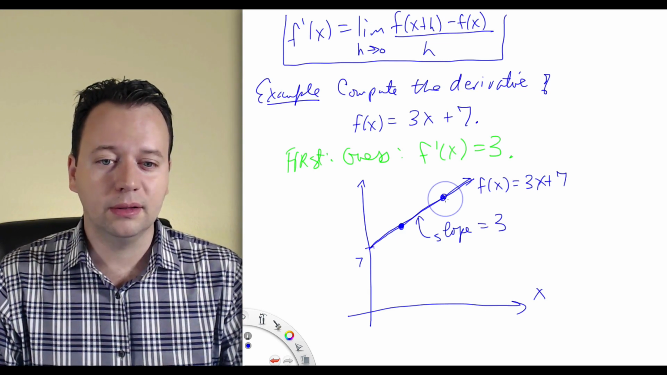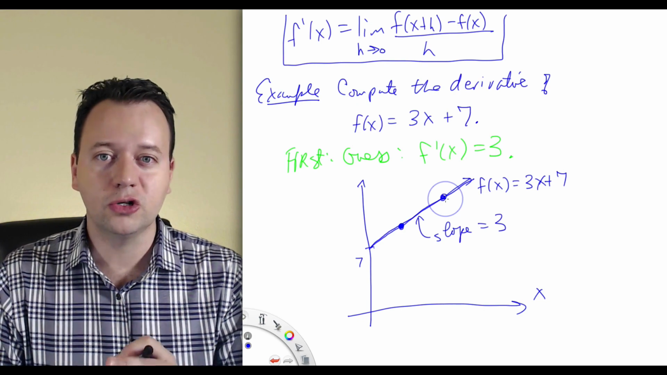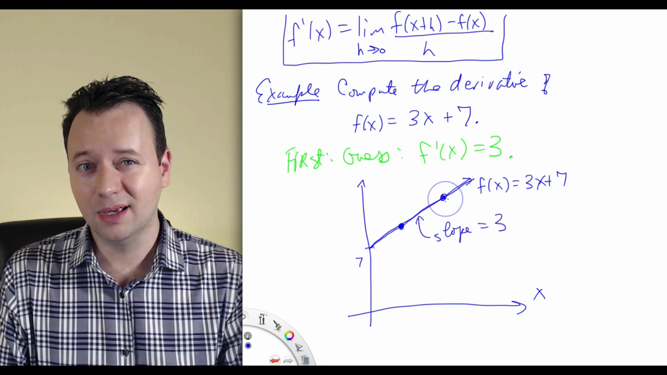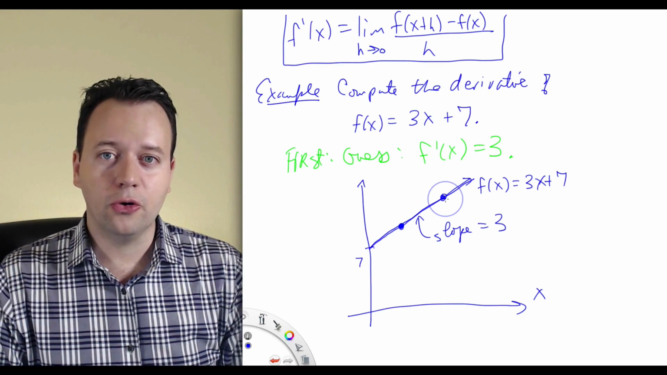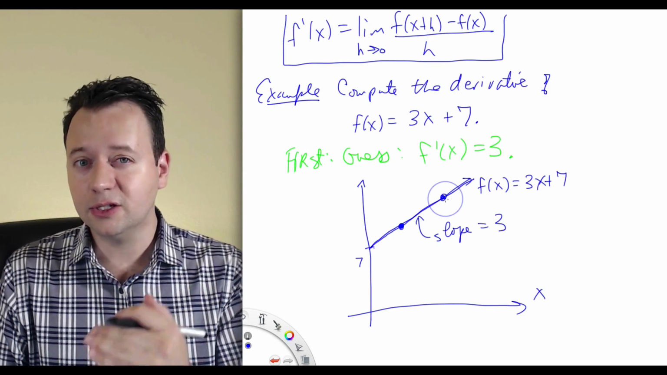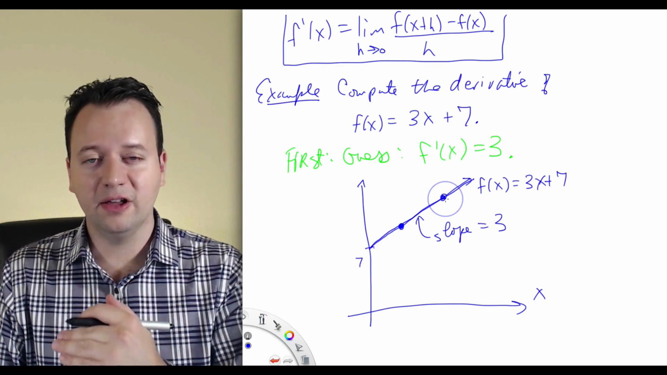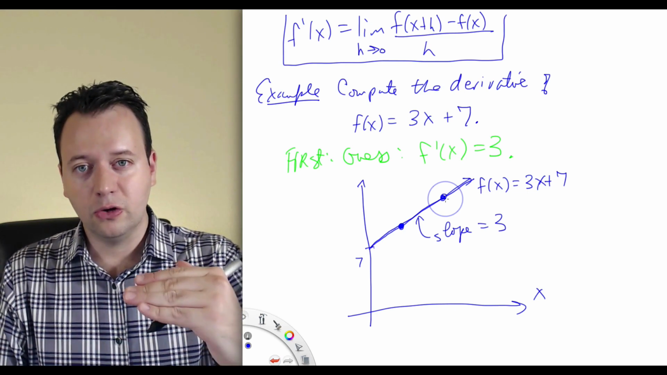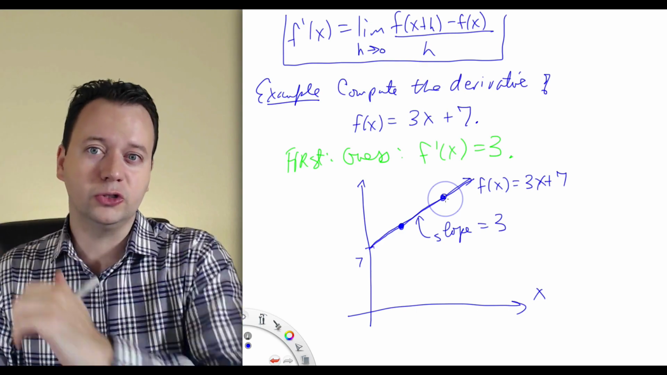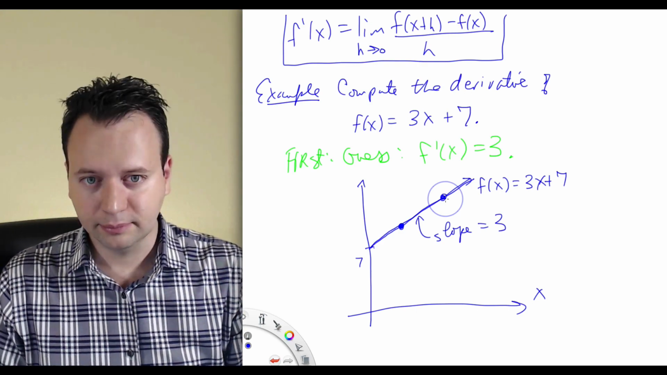In other words, linear functions are functions whose derivative is a constant, right? They're always changing at the same rate. If you're driving at a constant speed, let's say 50 miles per hour, and you plot your distance as a function of time, you'll have a nice linear function whose slope is 50 miles per hour.